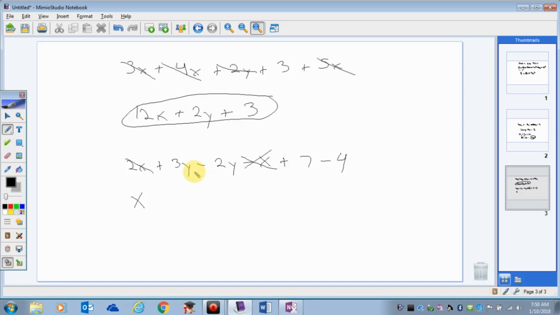Alright, now we look at 3y. Is there anything that's like it? So we have positive 3y minus 2y. So 3y minus 2y is going to give us 1y, which is just y. So we can get rid of that. So we've got plus y. And then we have plus 7 minus 4. So plus, done with that. Then you have 7 minus 4 is 3. So that is the simplified version of that.